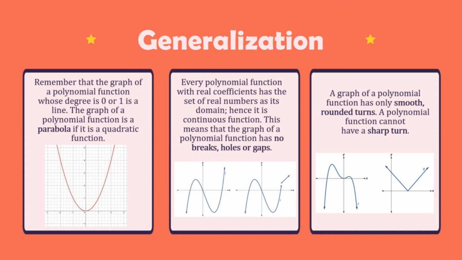This means that the graph of a polynomial function has no breaks, holes, or gaps. A graph of a polynomial function has only smooth, rounded turns. A polynomial function cannot have a sharp turn.